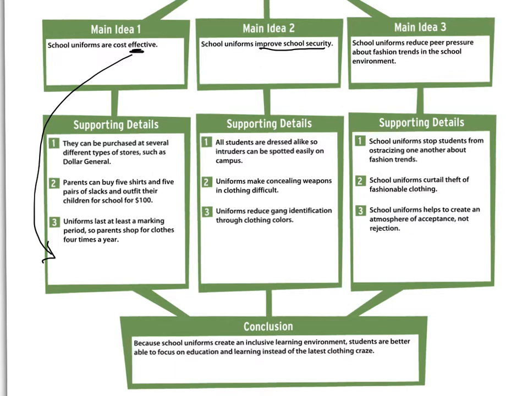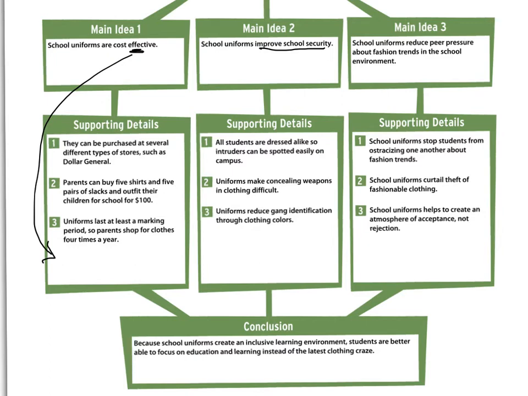The first one is that because everyone is dressed alike, intruders are easily spotted. The second supporting detail is that uniforms make concealing weapons and clothing difficult. That's a security issue. The third one is that uniforms reduce gang identification through clothing colors. That's a security issue. Each one of the supporting details relates to the improving school security idea.